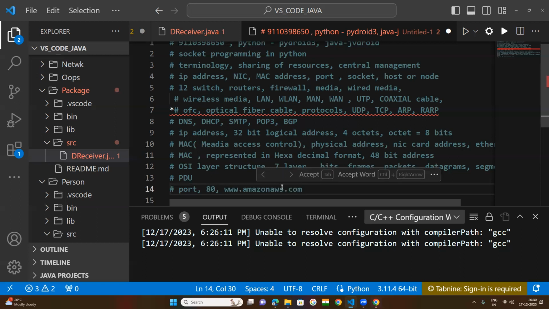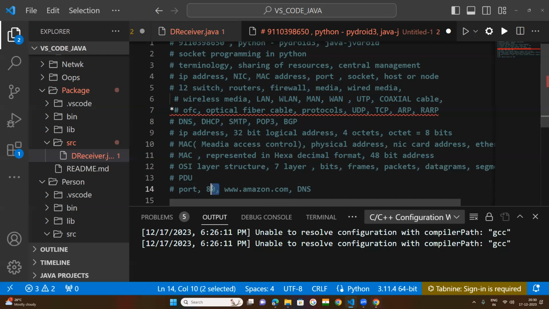But amazon.com, this host address means the server address. This server is somewhere else in America. How is this address resolved into an IP address? Whose role is this? DNS. That is the DNS server.